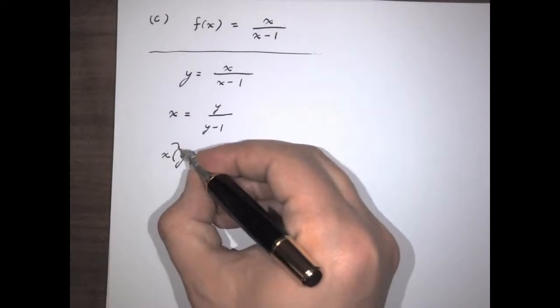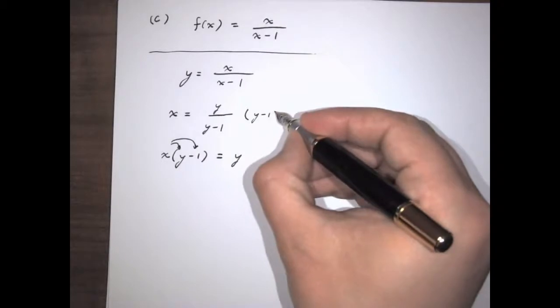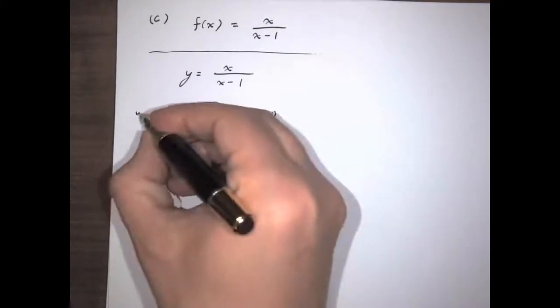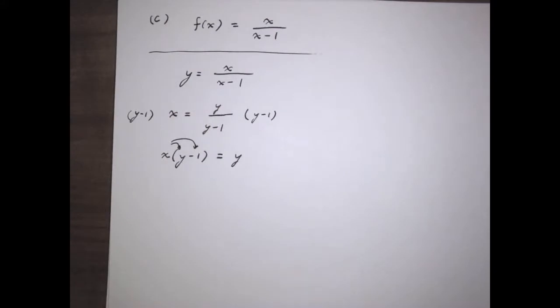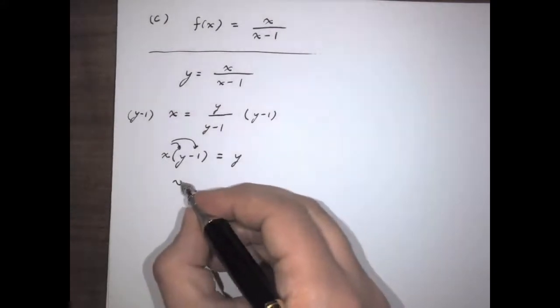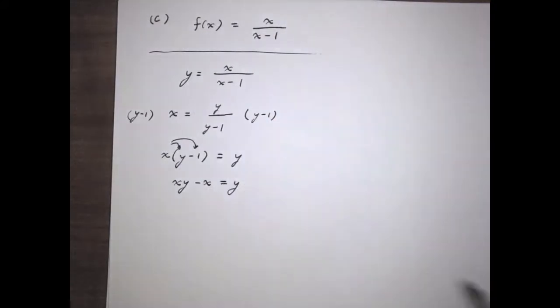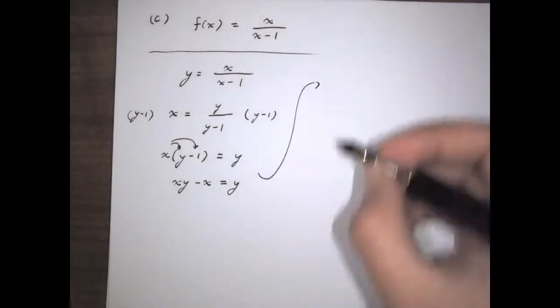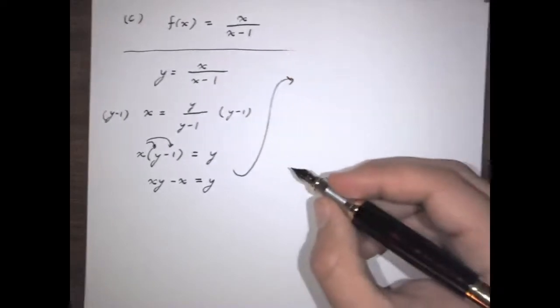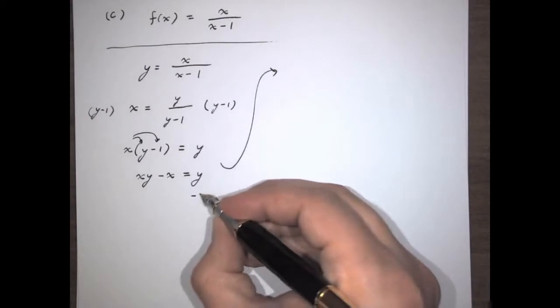So this, the whole side, got multiplied by y minus 1, which should cancel that. And this whole side also got multiplied by y minus 1, which means it's going to distribute like that. And so here we're going to have xy minus x equals y. And let's remember what it is we're trying to do here. We're trying to solve for the y. So what that means is that we're going to want to get everything that has the y on one side, everything that doesn't have the y on the other.